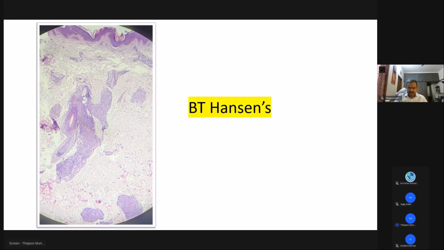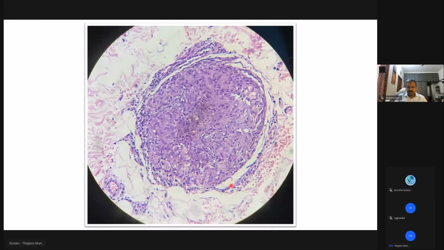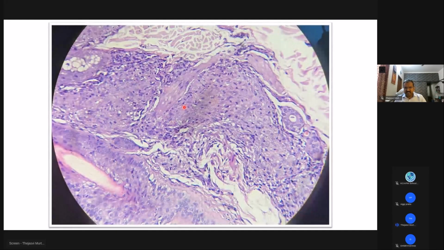So coming on to the first one, that is BT Hansen's. What is characteristic in BT Hansen's here? There is an oblong granuloma here. You can see granulomas around the adnexal structures. Granulomas are oblong. If you want to see higher power, there is a nerve bundle destroyed here, perineural granuloma. And here also you can see the erector pili being destroyed. It's an erector pili muscle, getting destroyed by the granulomatous reaction.